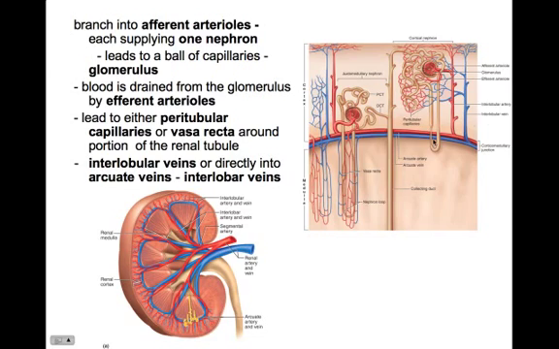Those will lead to either a bed of peritubular capillaries that surround the tubules of the nephrons, or the vasa recta that surrounds a portion of the renal tubule called the nephron loop. Or it could be transported by the interlobular veins directly back into the arcuate veins and then the interlobar veins and back to the renal vein.